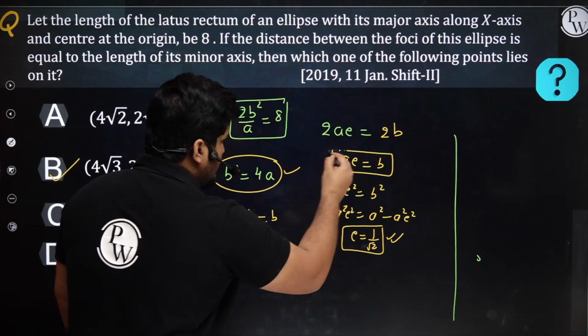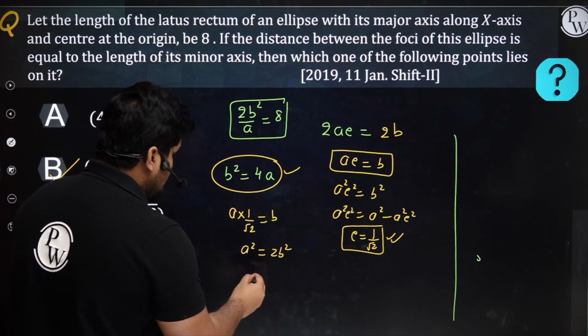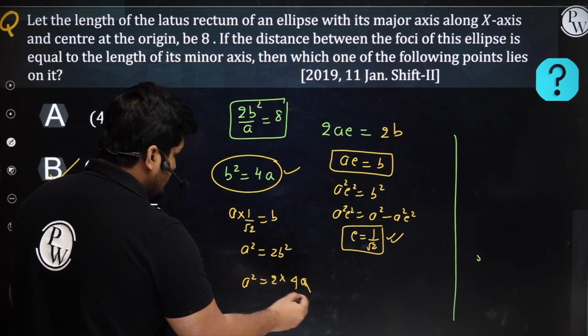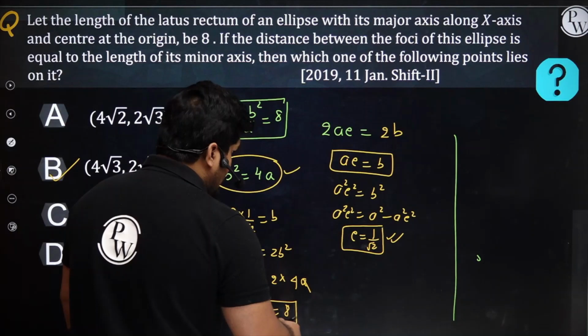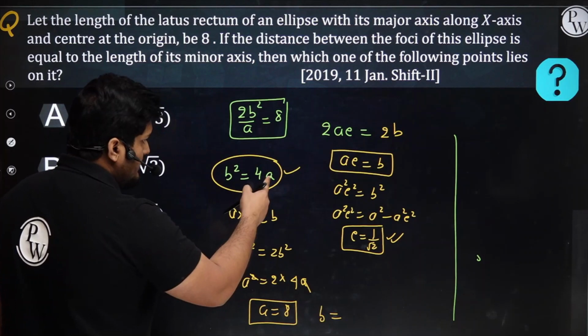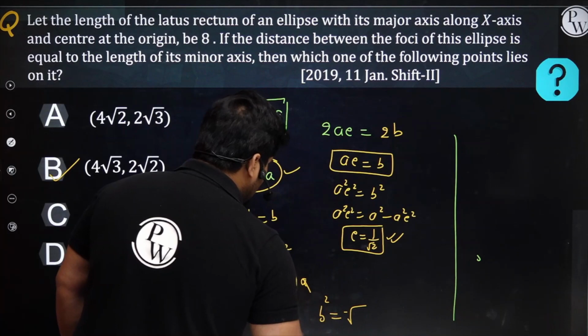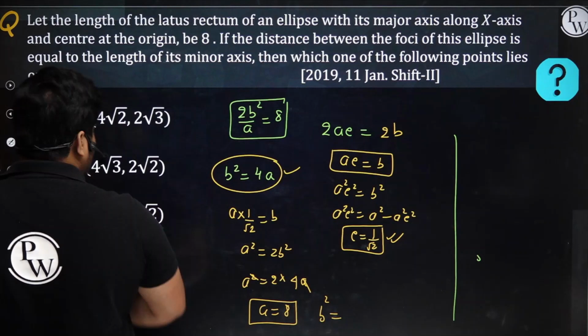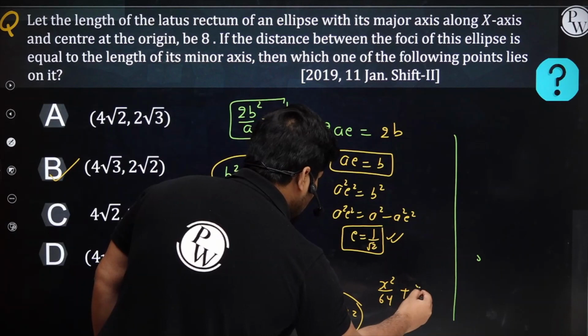So we square both sides. So a square is equal to 2b square. So what is b square? b square is 4a, right? So from here it will cancel out. So a is equal to 8. So a is 8, and if a is 8, guys, b square will be equal to how much? 8 into 4, 32. b square will be equal to 32. The ellipse equation will be x square by 64 plus y square by 32 equal to 1.